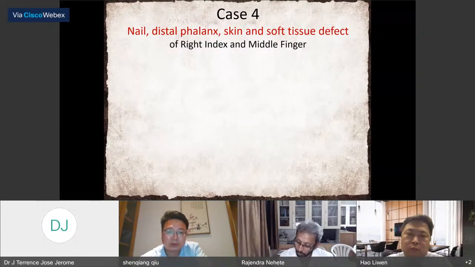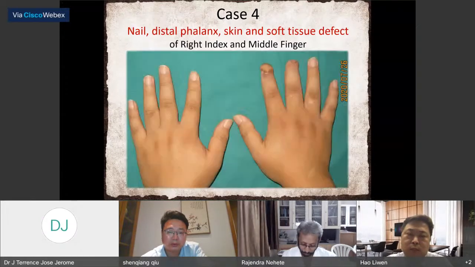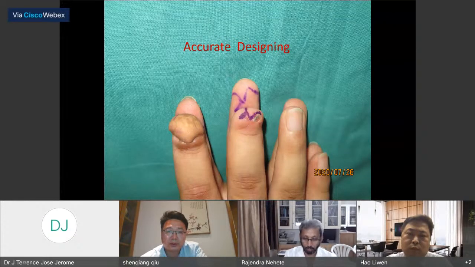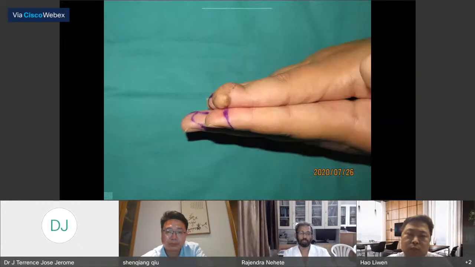This is the defect of two fingers. We now strive to reconstruct two digital fingers at the same time. The fingers only remain at the basal part of the digital phalanx. Accurate designing with full use of healthy skin of every original finger.